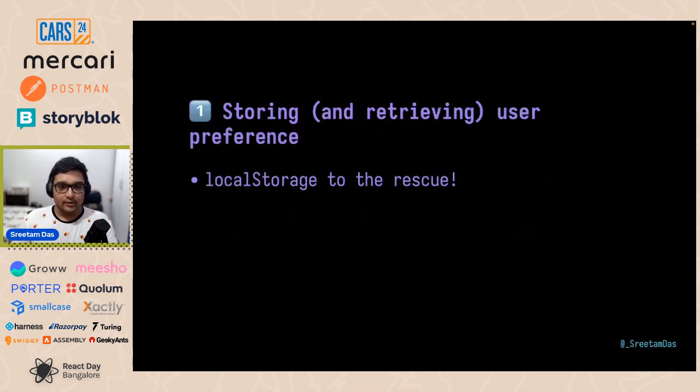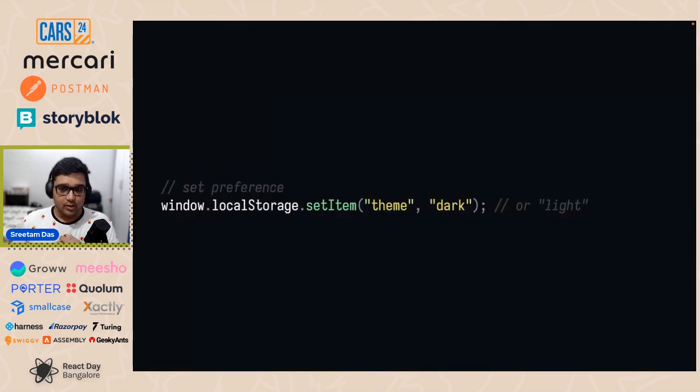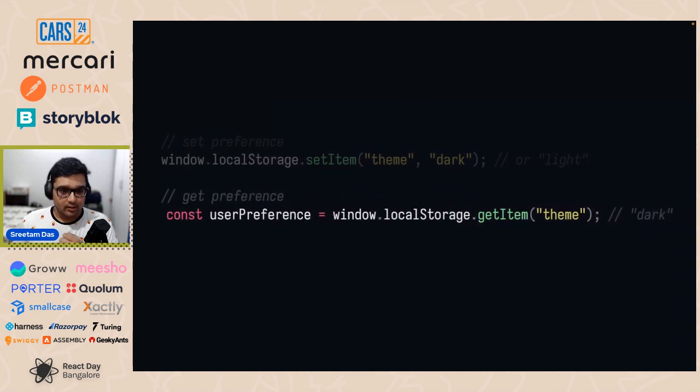How do we actually first store and retrieve the user preference? Well, this one's pretty straightforward. Local storage is simple and it's great. I'm sure you might have used it before as well. Here is what setting and getting the preference would look like. That's the setting, and then here's how you would retrieve it.